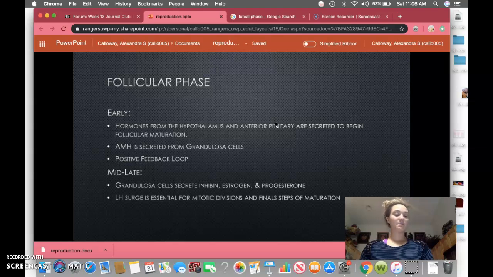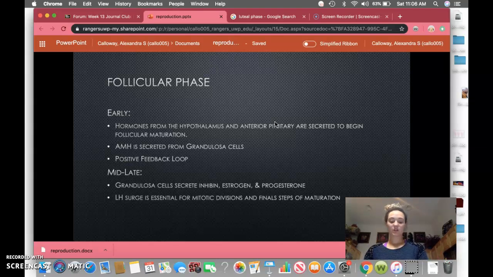So then from the mid to late follicular phase, this is when only one follicle is continuing to develop. So granulosa cells are now starting to secrete inhibin, estrogen, and progesterone. And what happens is kind of like a chain reaction. So the more estrogen you have, the increase in estrogen makes a GnRH surge. So a surge is just like the level of that hormone goes up pretty high.